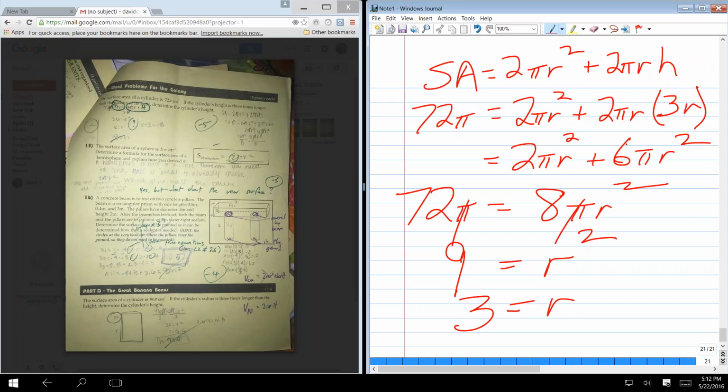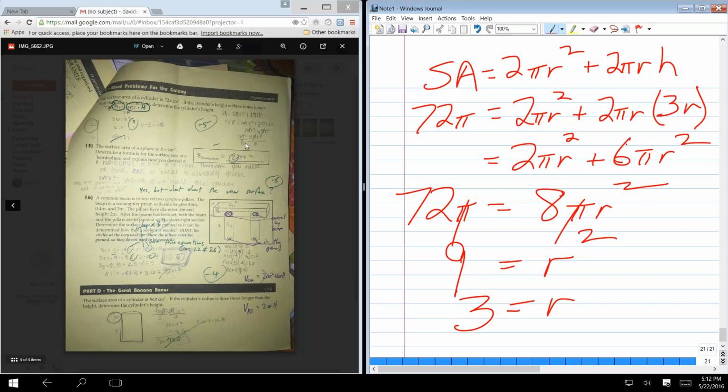The very last sentence. I don't know how I missed that. I always go to the last sentence of these word problems first anyway. So if the radius is 3, the height is 9. Okay.